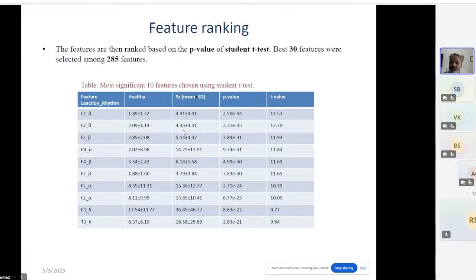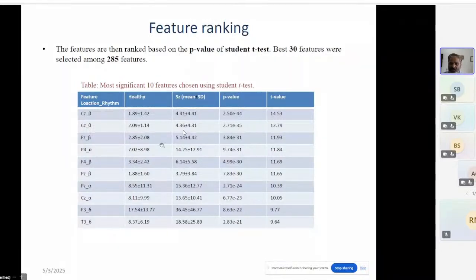orders than required. So we apply a student t-test based on the probability value. It is less than 0.05, so here it is significant. The 30 best features are selected out of 285 features. So for healthy and schizophrenia cases, you can see these features. They represent different ranges, and they are discriminative in nature.